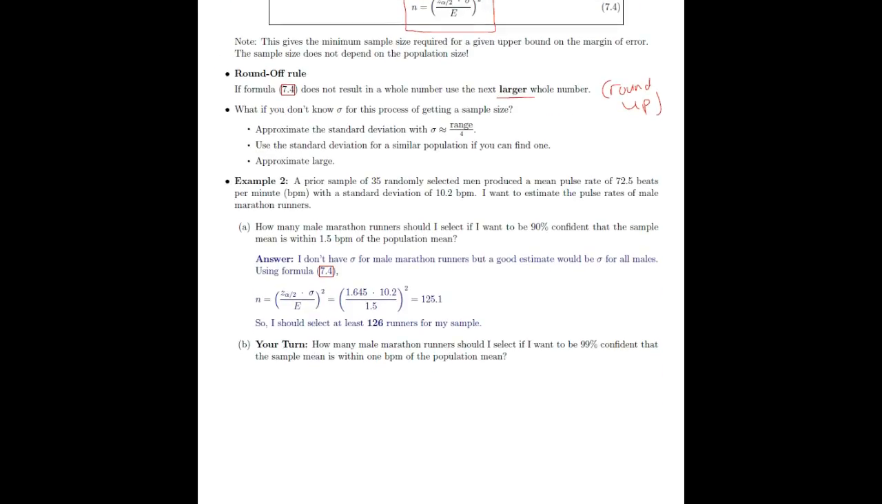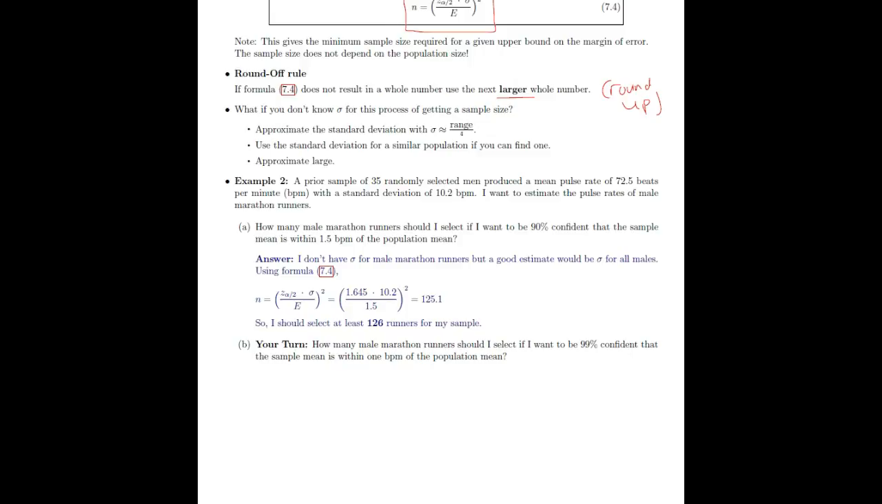A prior sample of 35 randomly selected men produced a mean pulse rate of 72.5 beats per minute with a standard deviation of 10.2 beats per minute. I want to estimate the pulse rates of male marathon runners. How many male marathon runners should I select if I want to be 90% confident that the sample mean is within 1.5 beats per minute of the population mean?